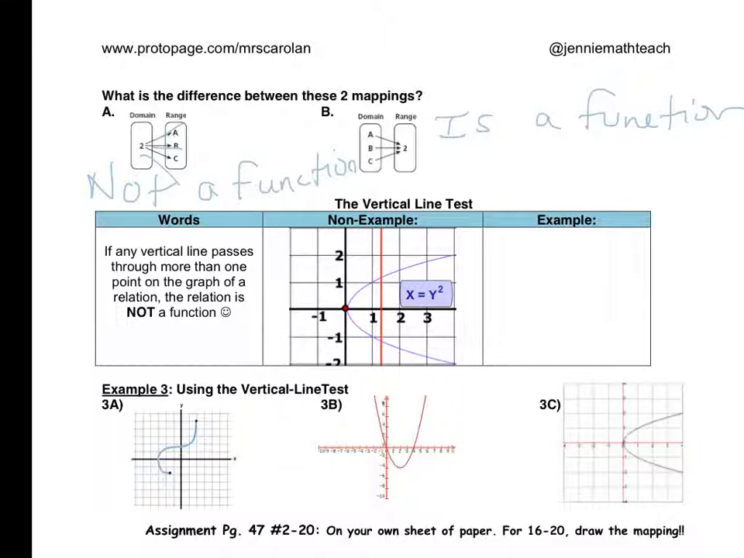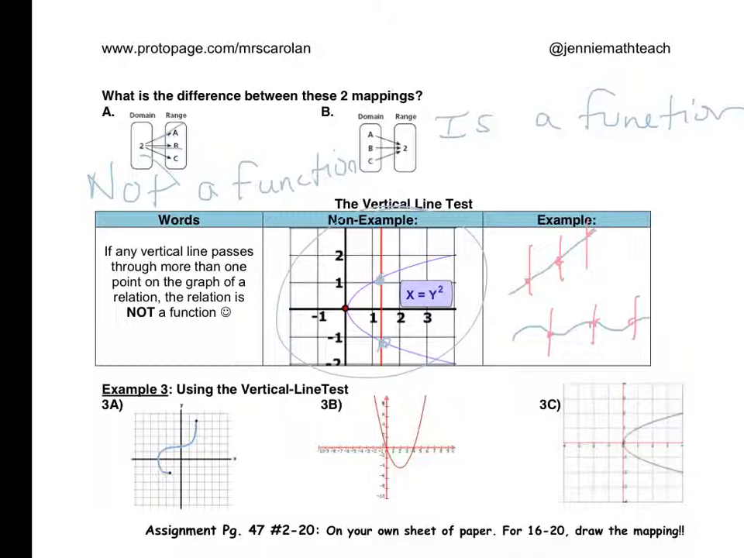If you're looking at a graph to figure out if it's a function or not, you can use the vertical line test. This example right here fails the vertical line test, so it is not a function because the red line intersects the purple parabola at more than 1 point. So the fact that it crosses it twice makes it not a function. If I gave you a graph of a straight line or even a wavy line and I drew a vertical line through it at any point, it would only cross the function 1 time. So that means that it would be a function.